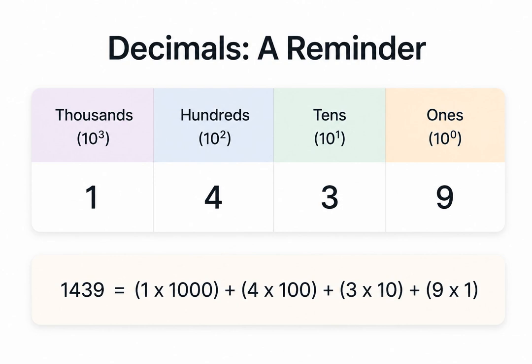Each position in a decimal number represents a power of 10. For the number 1,439, we have 1 in the thousands column, 4 in the hundreds, 3 in the tens, and 9 in the ones. We will apply this exact same positional logic to other number bases.